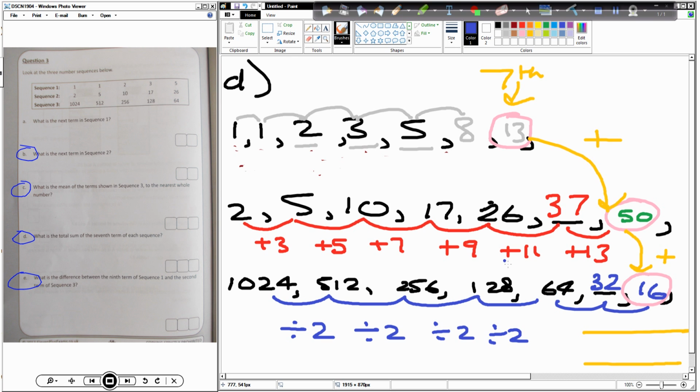So we're going to do 13, add 50, add 16. So we get a grand total of 79 is the answer to that question. Lovely. That one's done. Beautiful.